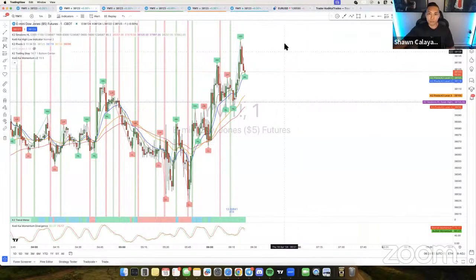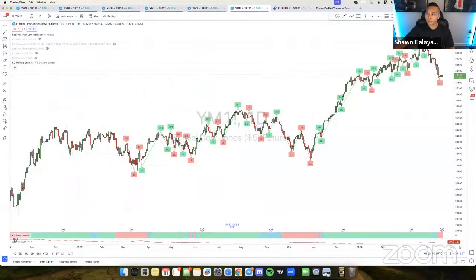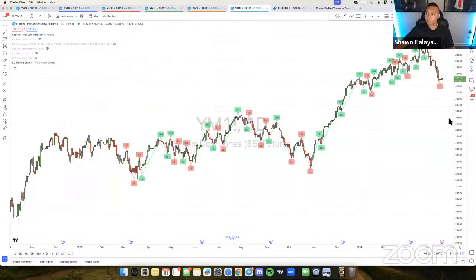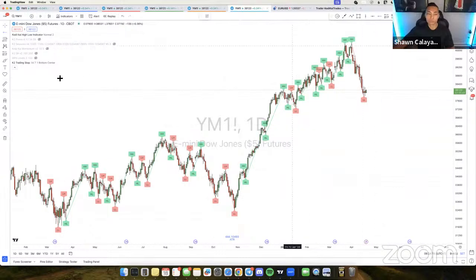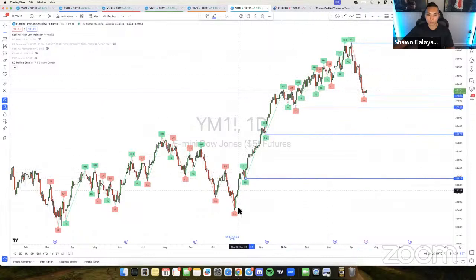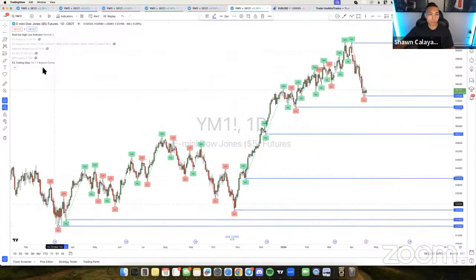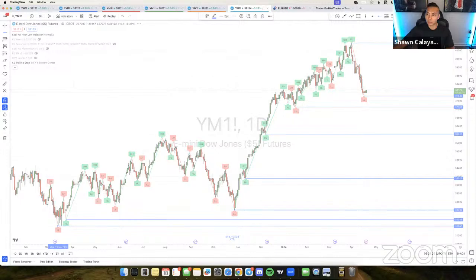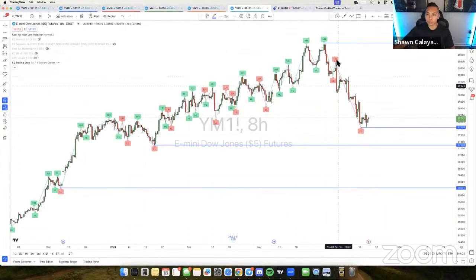All right, as people join in, I'm going to go ahead and start marking up liquidity over here on the daily chart. There, there, there. There, going down to the 8-hour time frame.